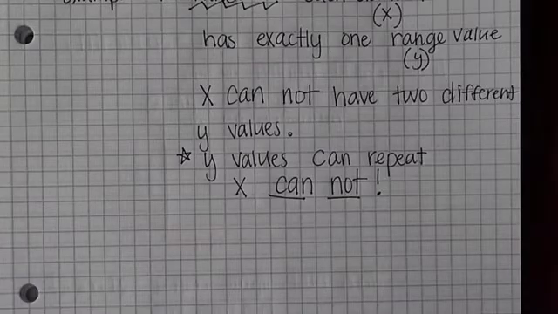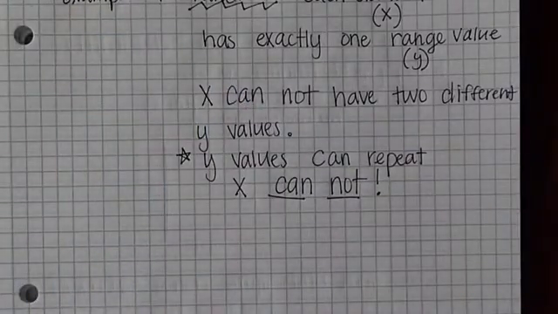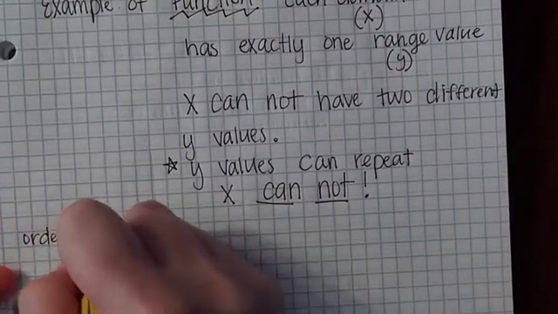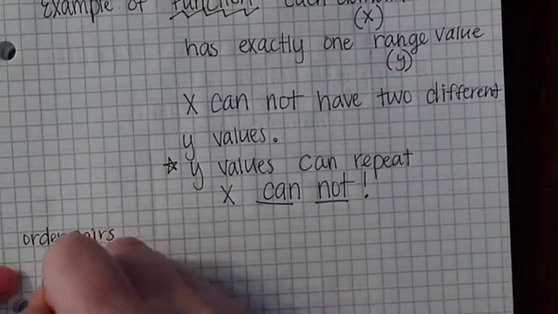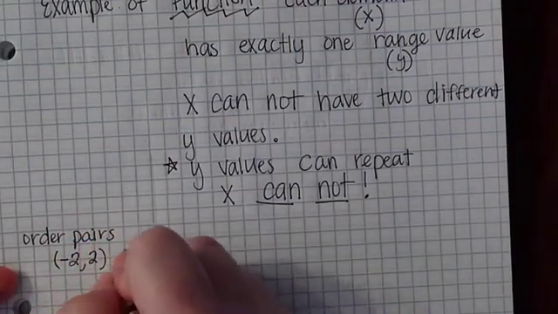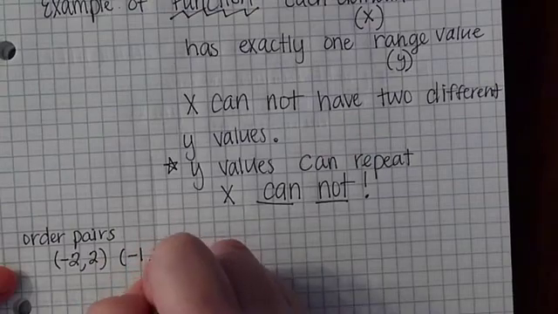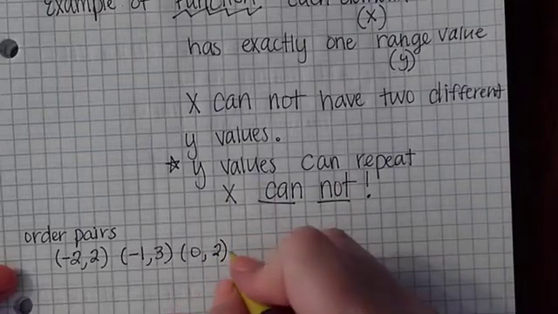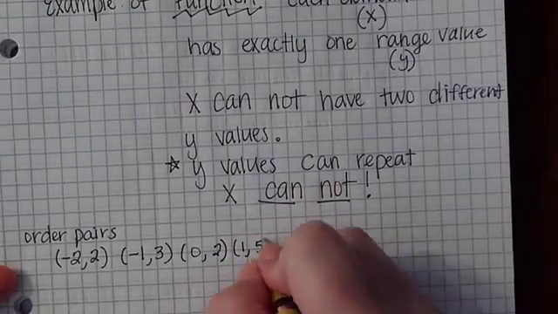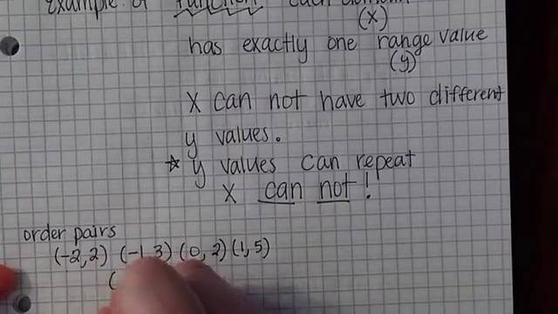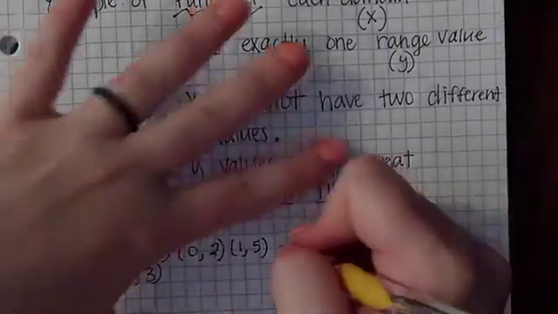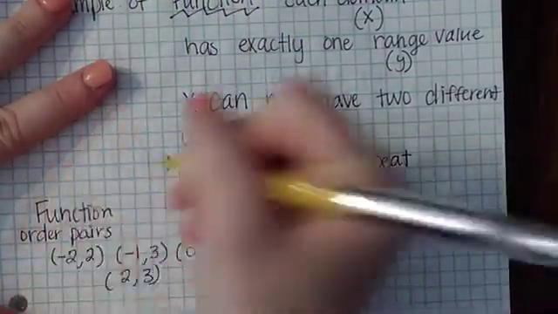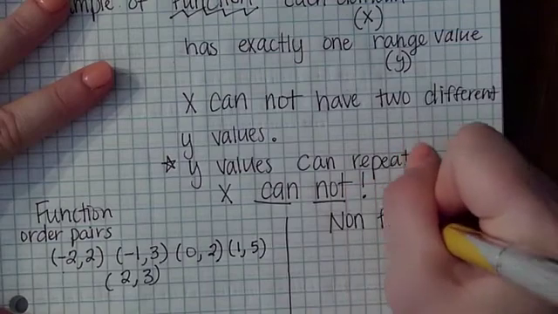Okay, so let's look at an example of a function. So if we were doing ordered pairs, and I had the points -2, 2, -1, 3, 0, 2, 1, 5, and 2, 3. So we're going to do the function one on this side, and non-function on this side.